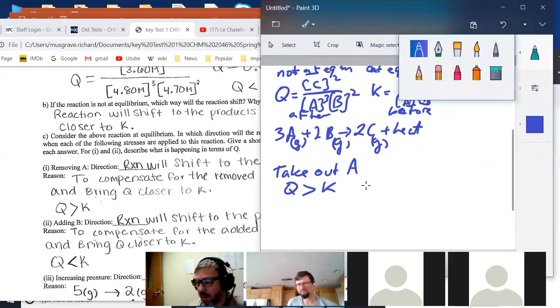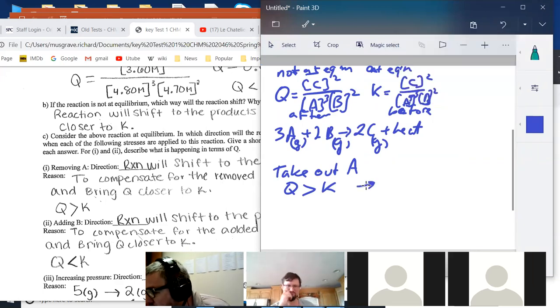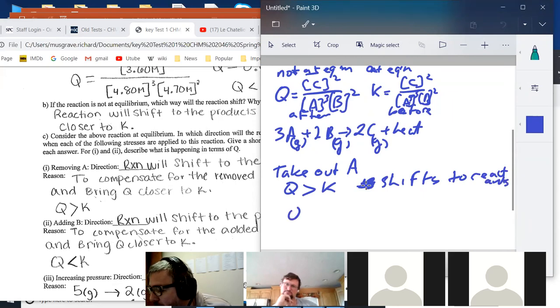Right. If Q is greater than K, then the reaction shifts towards reactants. If Q is less than K, the reaction shifts towards the products.